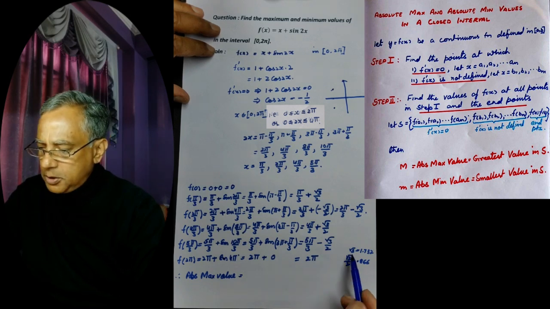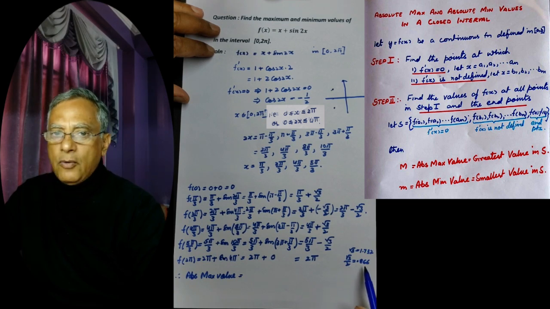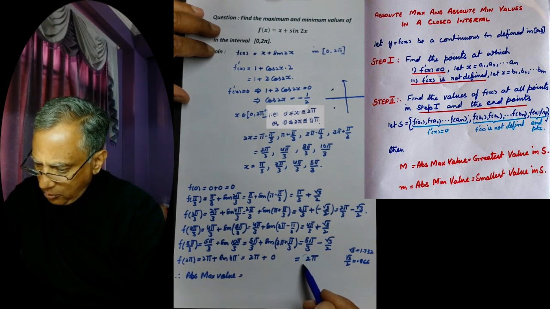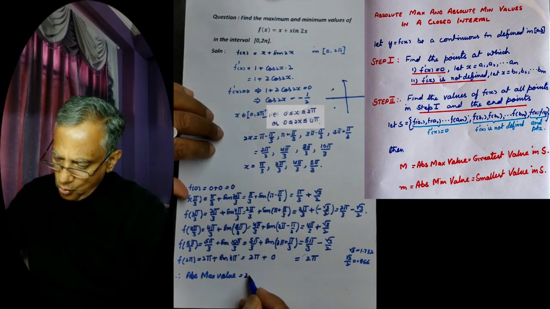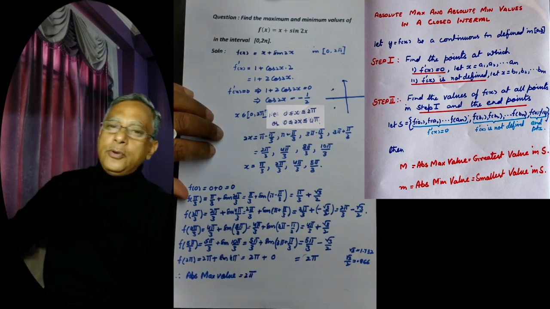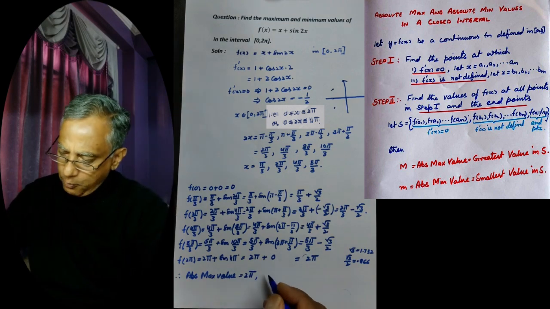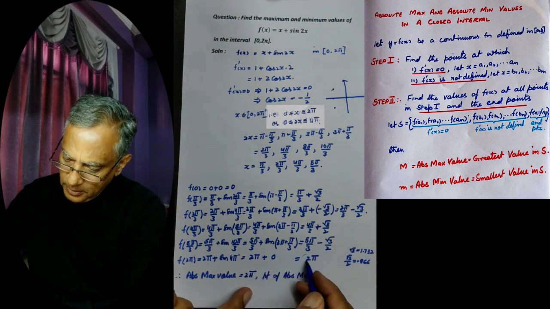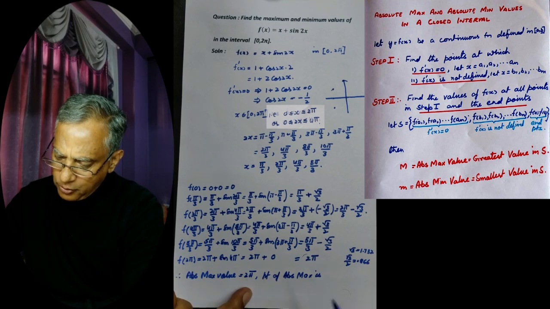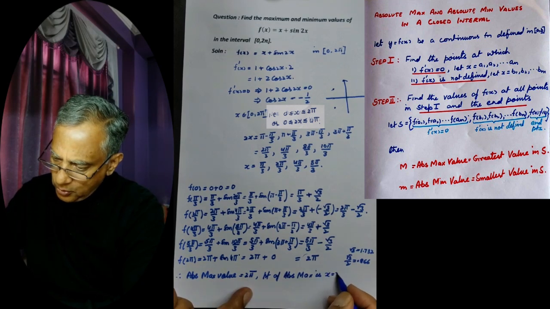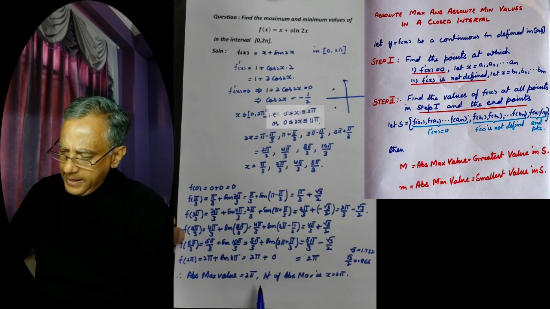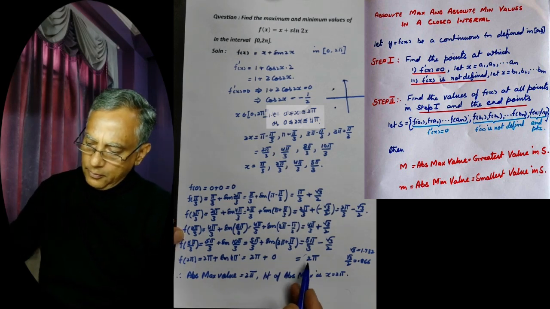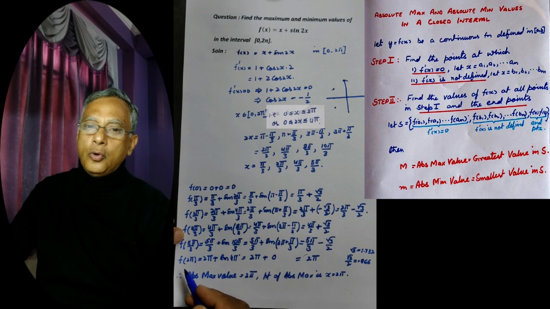You can use approximate values of root 3 and pi. Pi is 3.1 approximately. And we find out that this is the greatest value. So 2 pi. The absolute maximum value is 2 pi. And the point of absolute maximum, 2 pi value is being obtained at 2 pi. So x is equal to 2 pi. So the absolute maximum value is 2 pi and the point of absolute maximum value is also 2 pi.